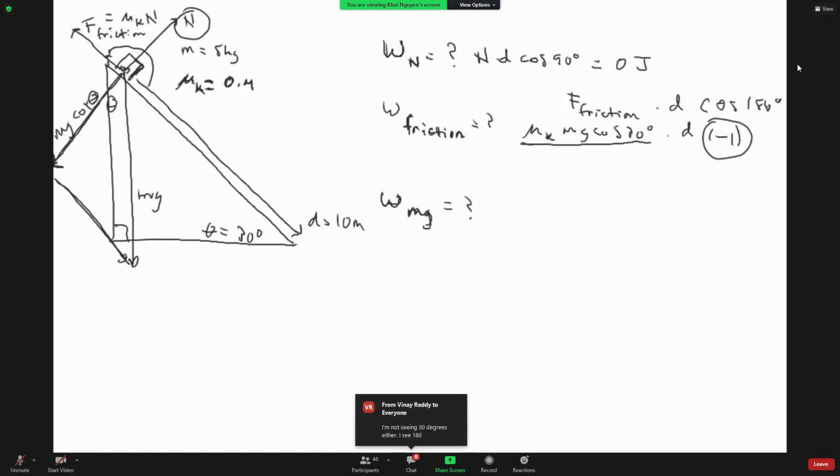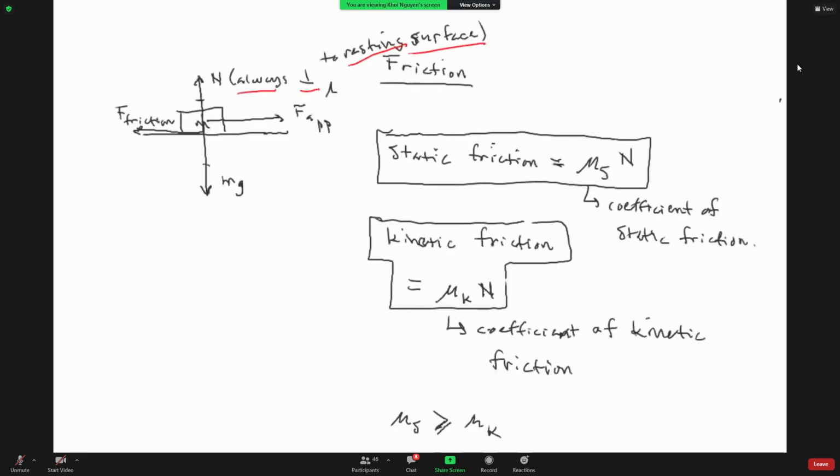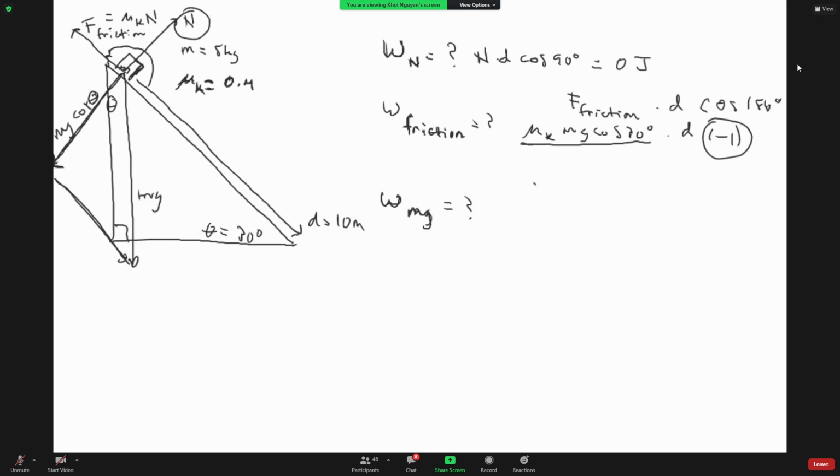So what's the equation for friction? Try annotating. Let's go back. What's the equation for friction? Coefficient of friction times normal force. So, how do we get normal force? Normal force is equal and opposite to mg cosine theta. So cosine of theta in this case was 30.